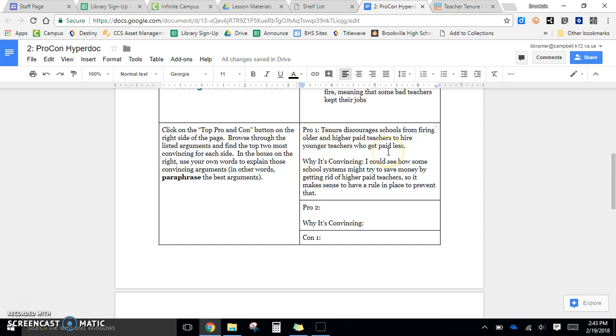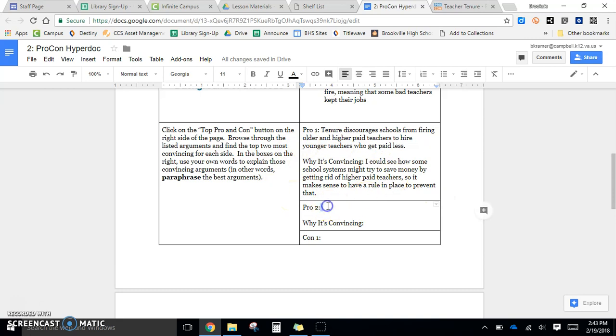And then I explained why I think that's convincing. I could see where some school systems might try and save some money by getting rid of those higher paid teachers and hiring less experienced teachers that they could pay less. So I think that's a pretty convincing argument for tenure.